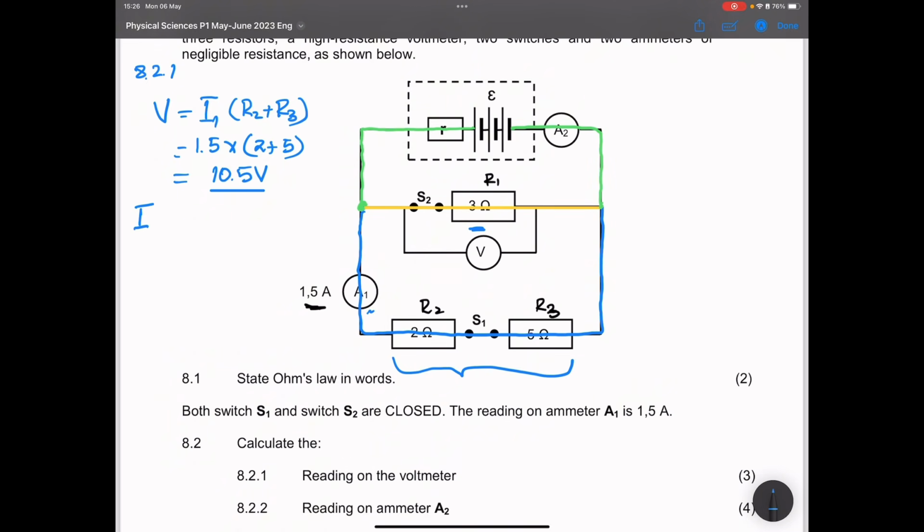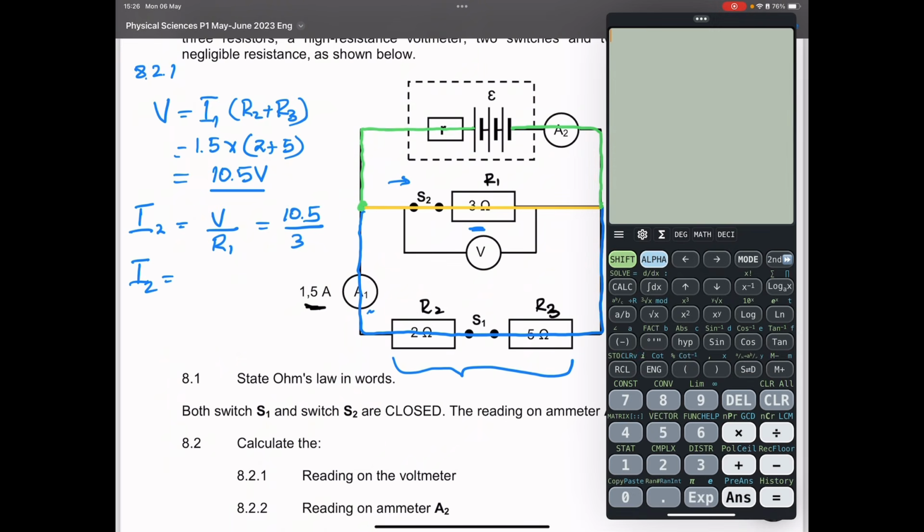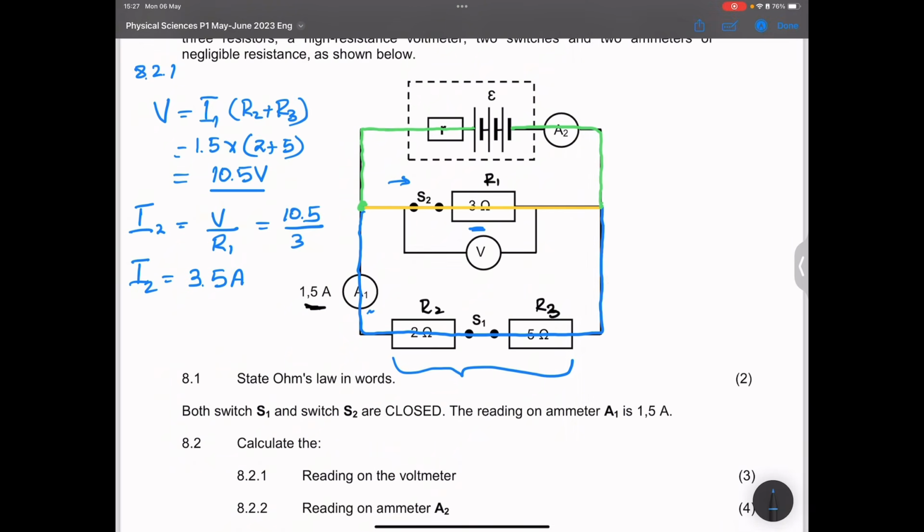So now I can get that total current. There's another way that I'll show you just now when you've got resistors in parallel. In this case, firstly, let's calculate I2. This would be the current that's passing through the 3 ohm resistor. So I2 will be V divided by R1, so 10.5 divided by 3 ohms. What does that give us for I2? 10.5 divided by 3 will give me 3.5 amperes.